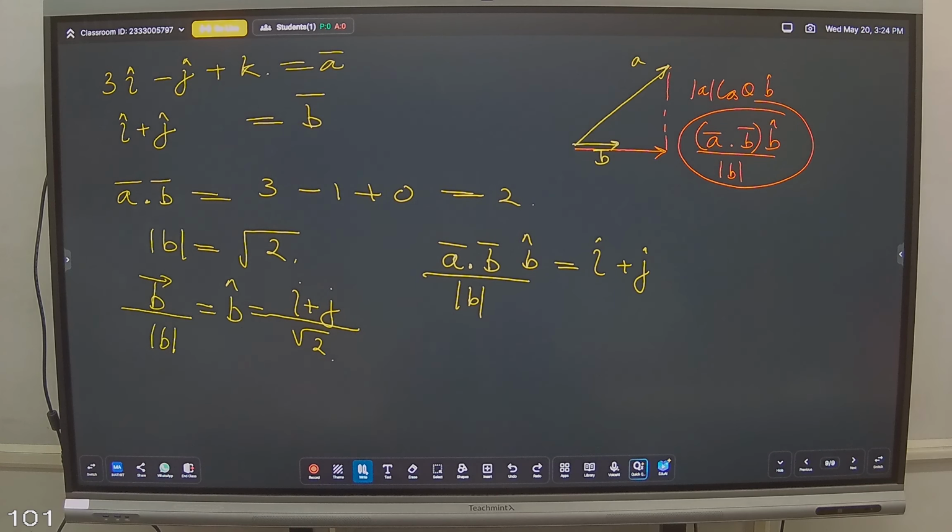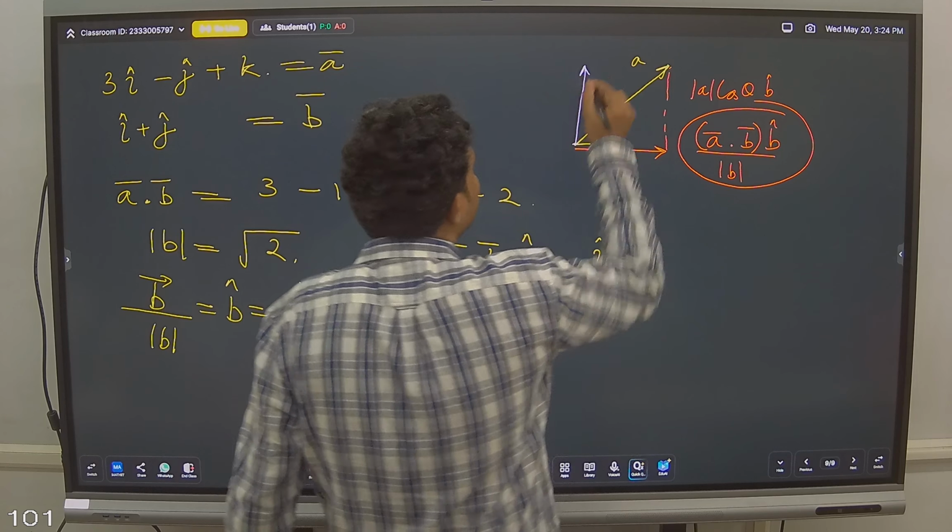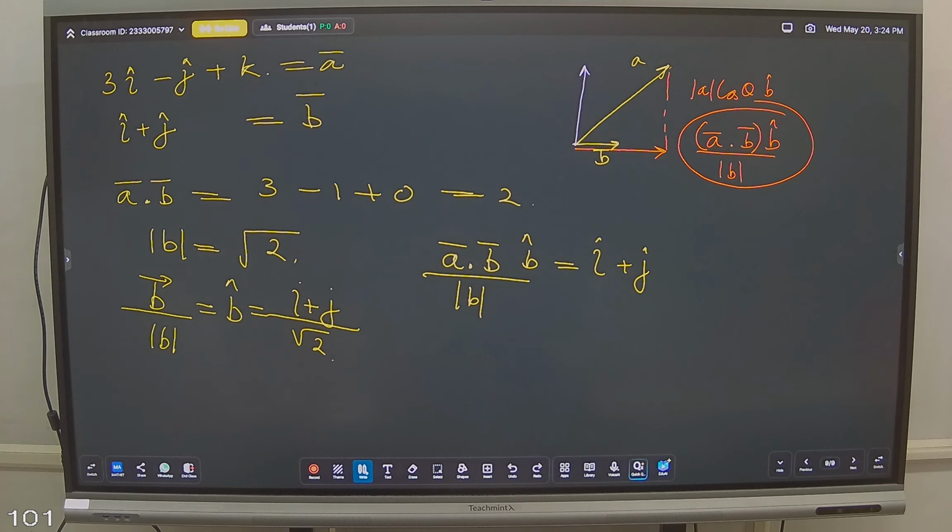How do you find the component of A perpendicular to B? And don't tell me cross product. How do you find the component of A perpendicular to B? How do you find this component? The magnitude is mod A sin theta, yes, but how do you find it?